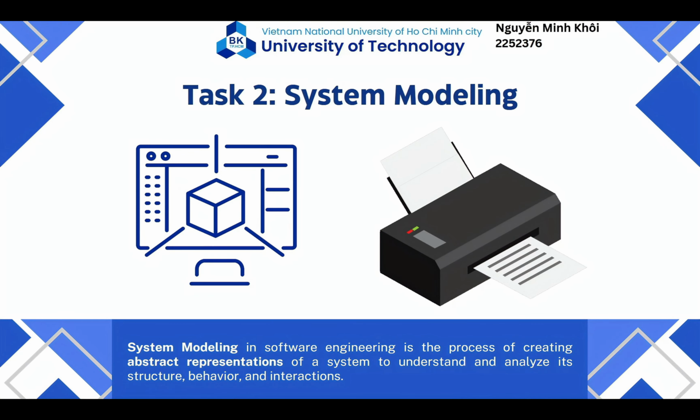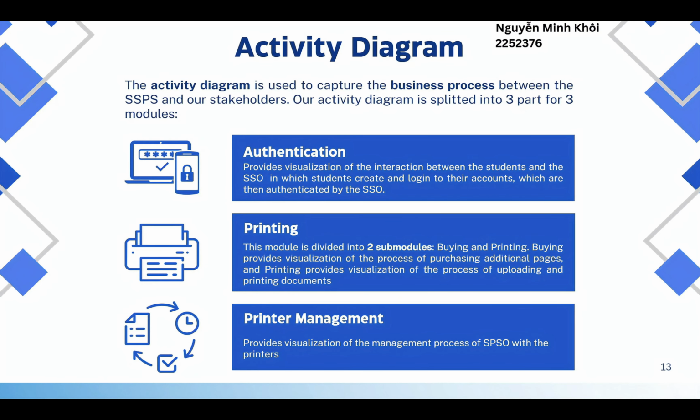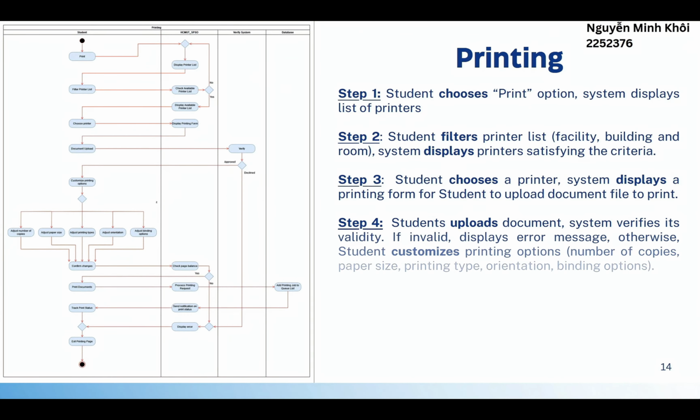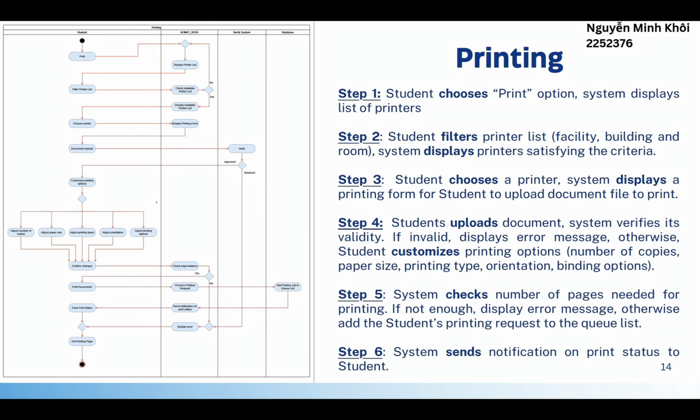Hello everyone, I'm Minh and I am going to present the system modeling with 3 diagrams. First up is the activity diagram, which is used to capture the business process between the SSPS and our stakeholders. And here is the activity diagram for our printing modules.